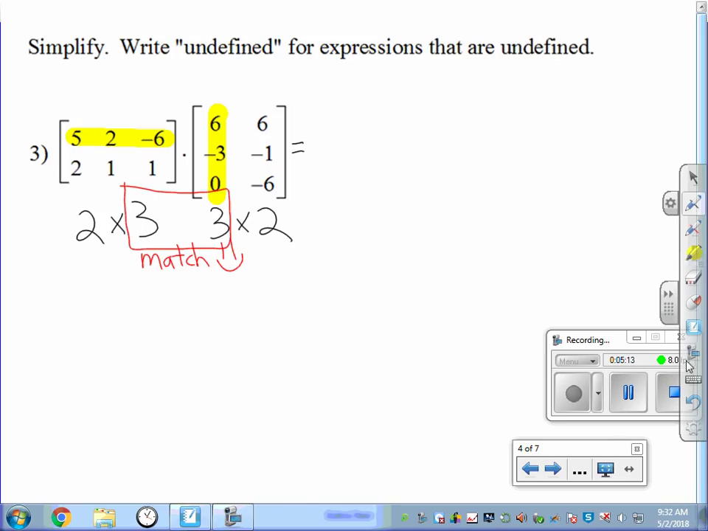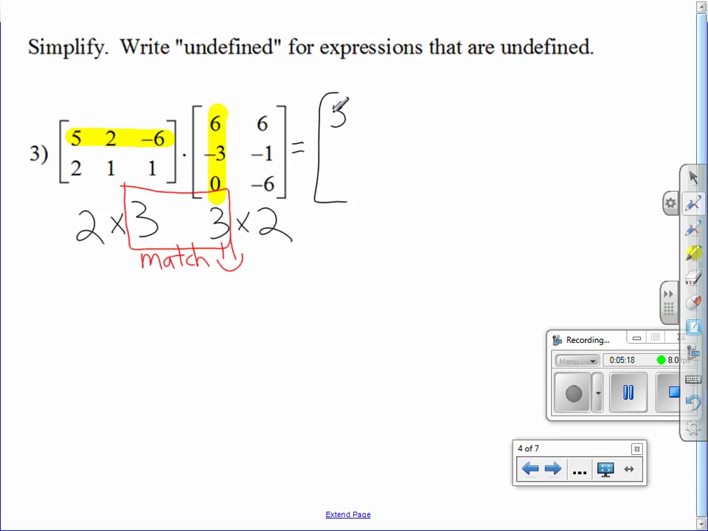Here's what I mean. What's first in line in the first matrix? It's 5. What's first in line in the second matrix? It's 6. Plus, what's next in line in the first matrix? It's 2. Times, what's next in line in the second matrix? Negative 3. Plus, what's next in line in the first matrix? Negative 6. What's next in line in the second matrix? 0. Now notice that, how did I know to write these numbers in the first row, first column of the new matrix?